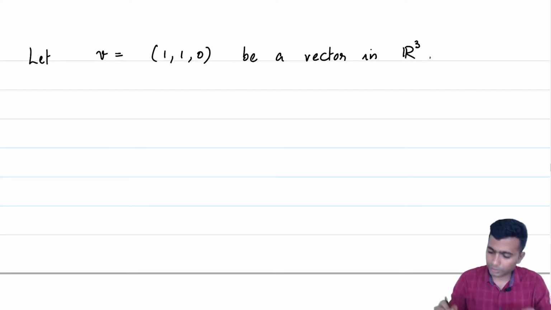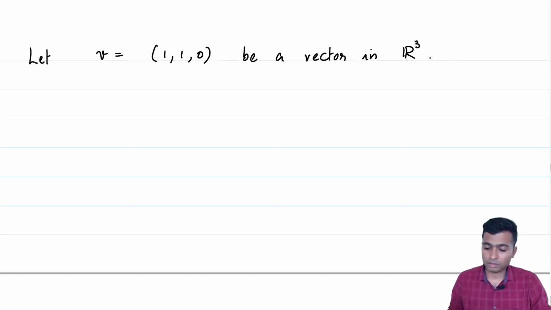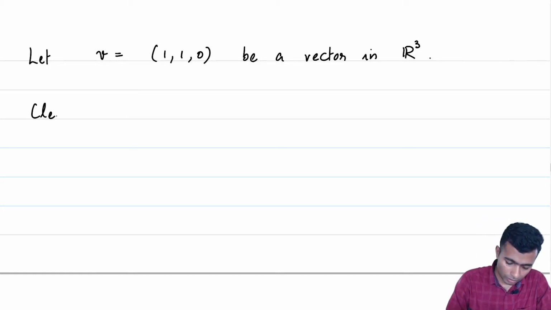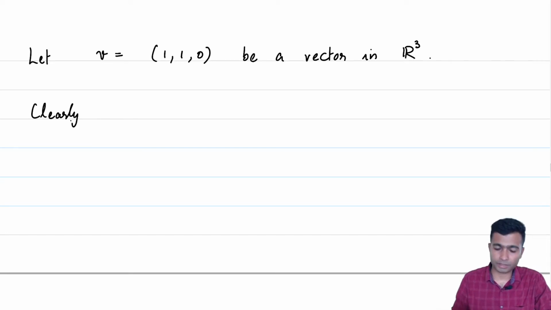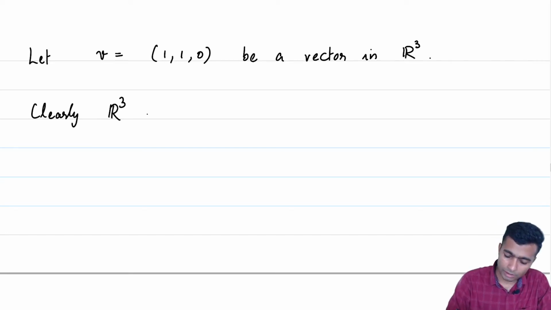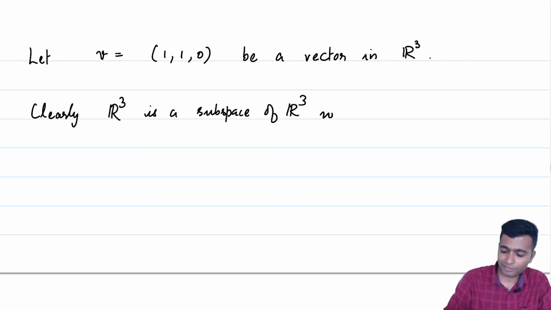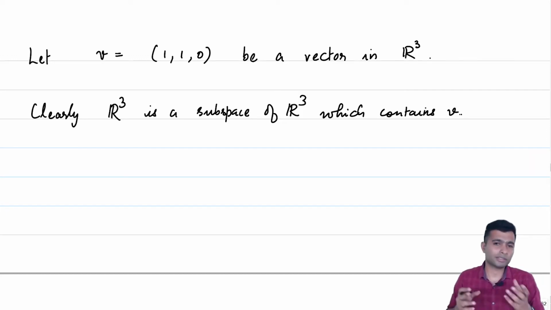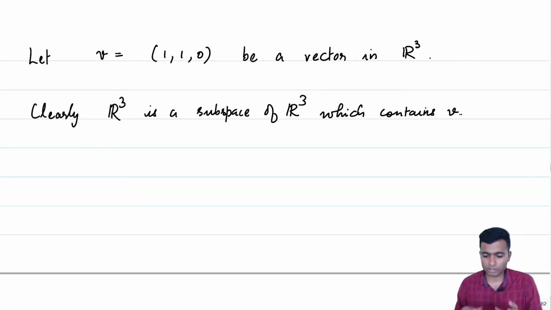So let's ask this question. Can we obtain subspaces, at least one subspace of R3 which contains V? So clearly R3 itself is an example, right? R3 is a subspace of R3 which contains V, but that's boring. We would like to look at something which is a proper subspace, which is smaller than R3.